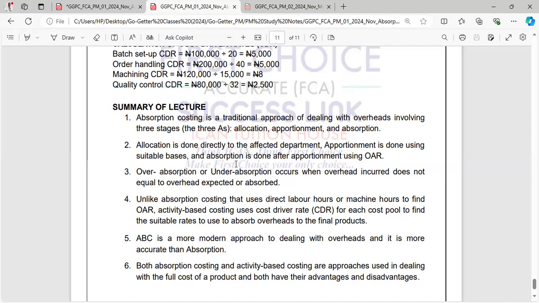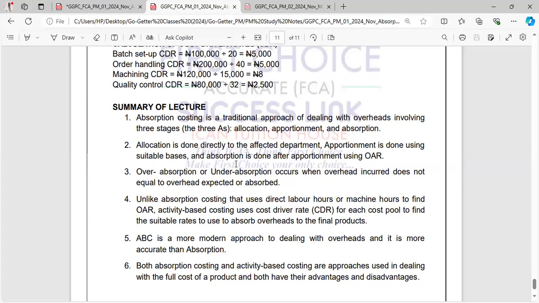The second thing we learned is that allocation is done directly to the affected department. Apportionment is done using a suitable basis. Absorption is done after apportionment using OAR. We learned about the over-absorption and under-absorption when overhead incurred does not equal the overhead budgeted or expected or absorbed. We said absorption costing uses direct labor hours or machine hours, but most times it's direct labor hours. That is the main level of activity, and it is what is being used to look for your OAR. Whereas activity-based costing uses cost driver rates for each cost pool to find the suitable rates to use to absorb the overheads of the final product.